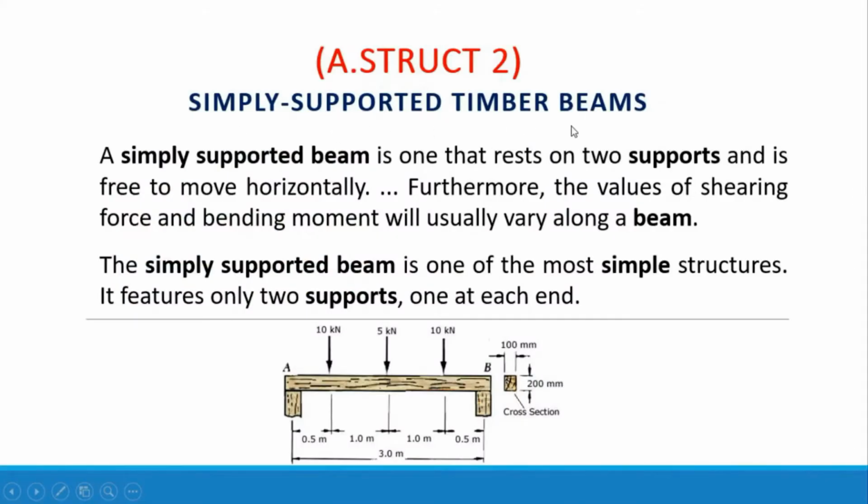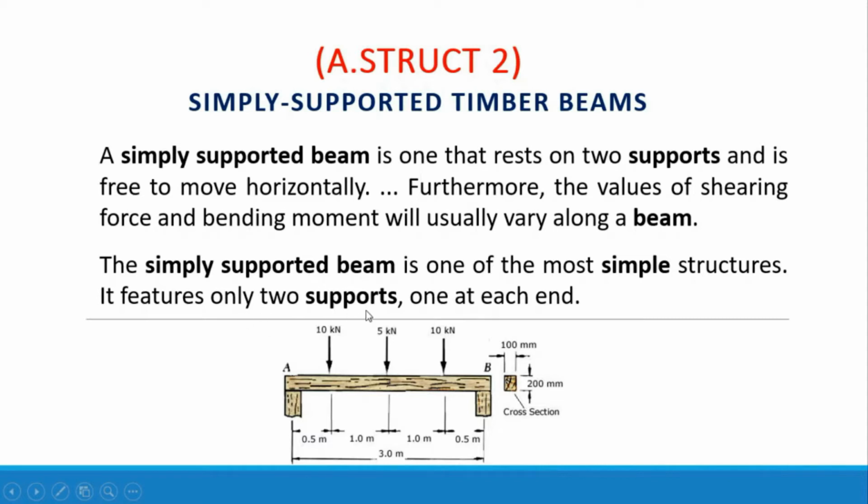Simply supported timber beams. A simply supported beam is one that rests on two supports and is free to move horizontally. Furthermore, the values of shearing force and bending moment will usually vary along a beam, which means you have two supports, typically a hinge and another support, a roller. And the simply supported beam is one of the most simple structures.